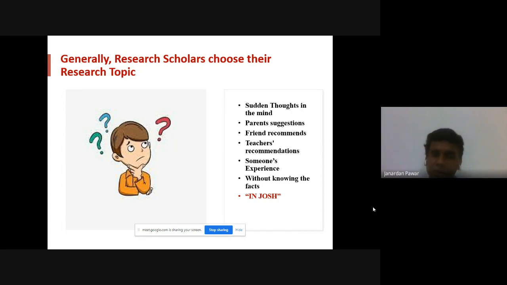And the last that I have written in red, that is actually a Hindi word: in Josh. "Kuch hum Josh mein kar dete bas. Chalo, char log PhD kar rahe hain, to hum bhi PhD karna." We also want to go for the PhD. So what happens, sometimes in Josh, "hum apne hosh kho baithte." And this is a very bad thing for research, remember. There are a number of drawbacks of doing PhD in Josh.